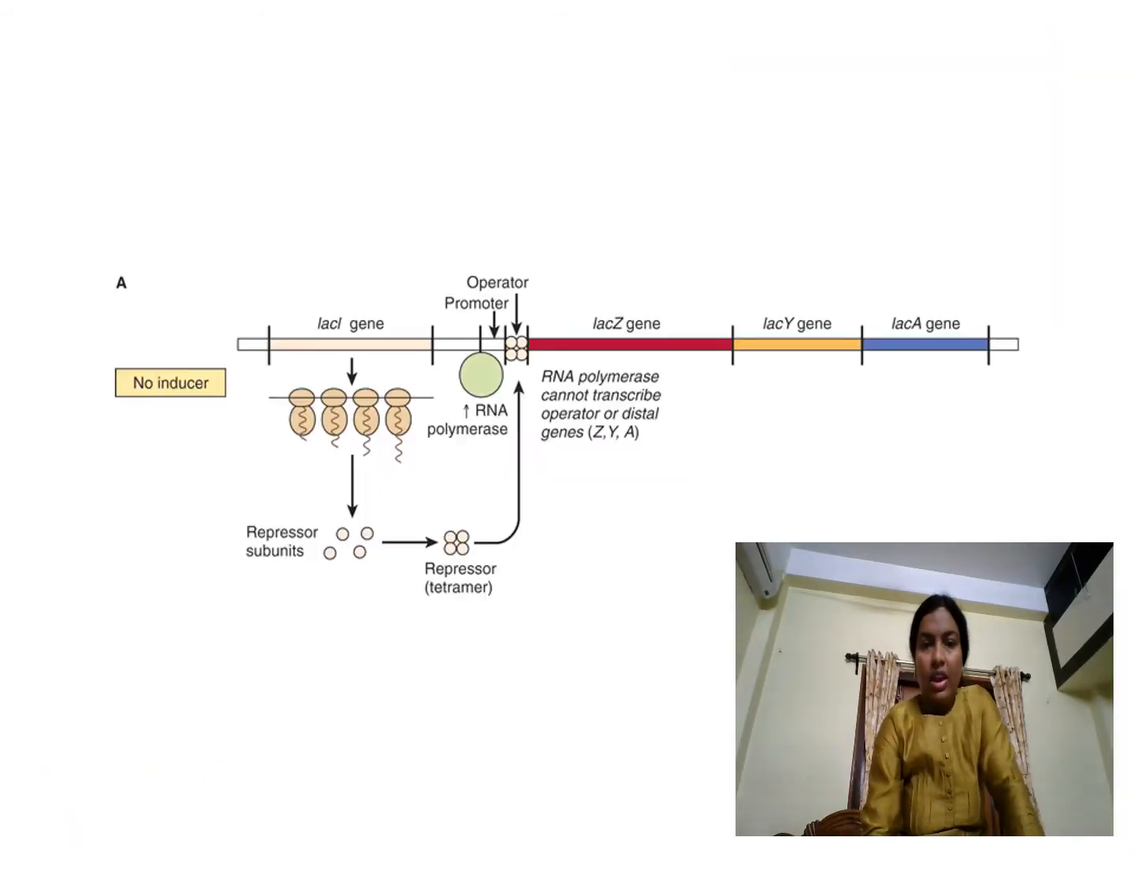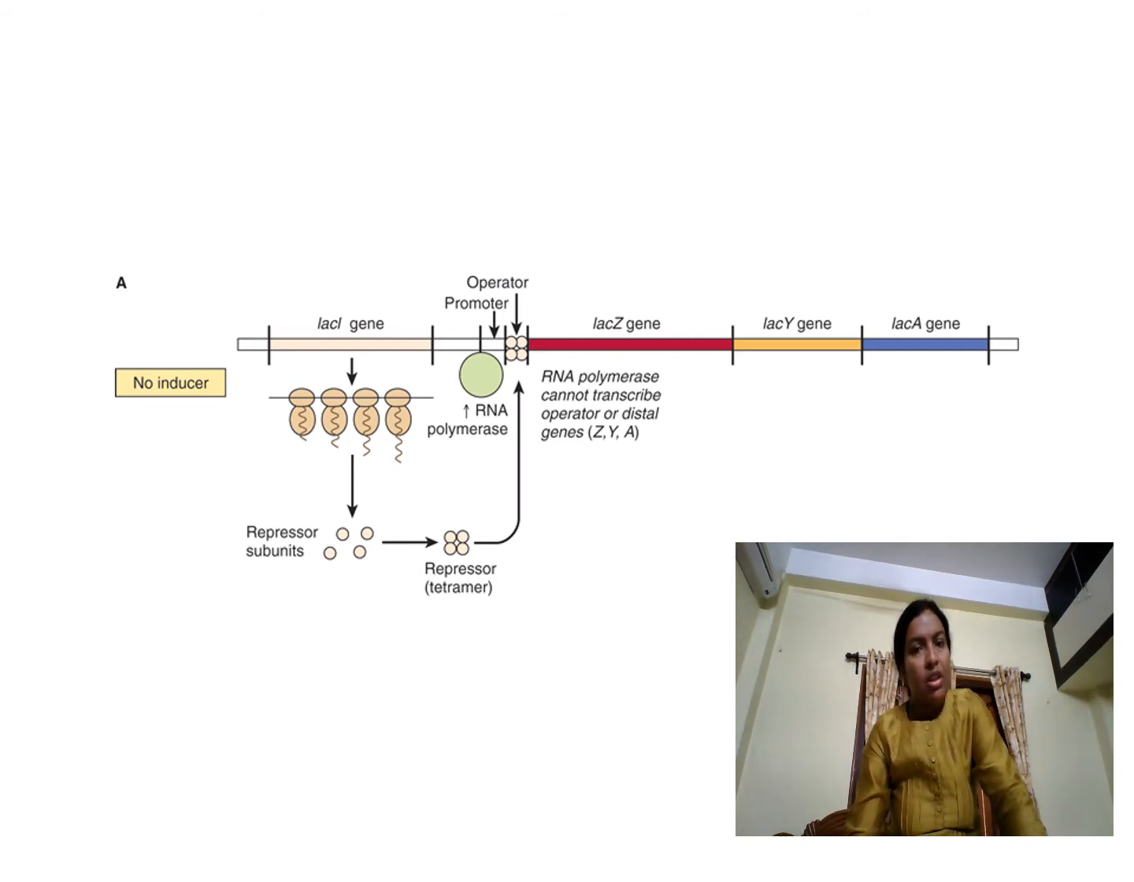Now see, in this slide you can see the lac Z gene, lac Y gene, lac A gene, and the lac I gene. The operator site you can see, the promoter site you can see, and the lac I gene, that is the regulatory portion. Now when the media contains no inducer, means no lactose is present, then there is no need of synthesizing this lactose utilizing enzyme. Then what happens? The lac I gene is transcribed and some repressor molecules are synthesized as a monomeric form.